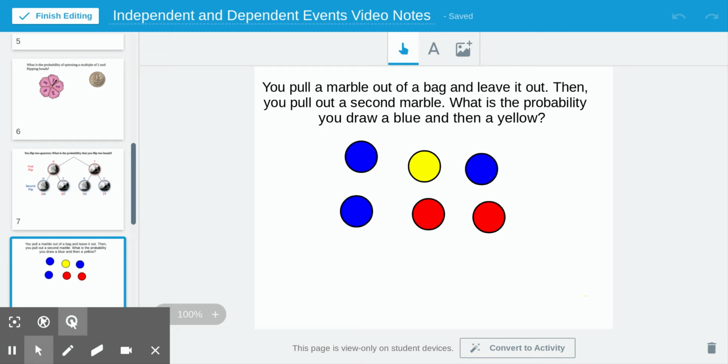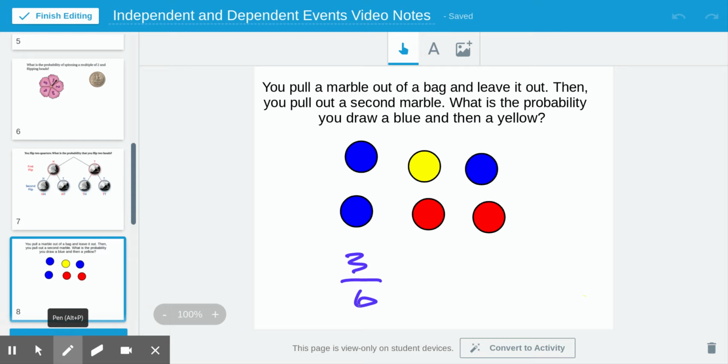For the next set of problems, we are going to have a bag with some marbles in it. We're going to pull a marble out, leave it out, and then pull out a second one. By the way, this is going to represent the same thing as if we were to just pull 2 marbles out at the exact same time. With what we have right here, the probability of getting a blue would be 3 out of 6, or you could write it as 1/2. I'm just going to leave it as 3/6 for now.